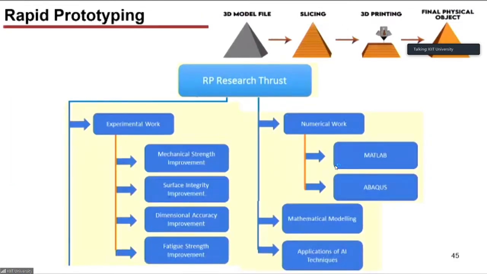We have 3D printing. It's one of the disruptive technologies nowadays, also called additive manufacturing. Students are engaged in their projects, starting with the 3D model, to slicing, 3D printing, and the final product. With the help of the 3D printing machine, we have at KIIT University a 3D printing machine.